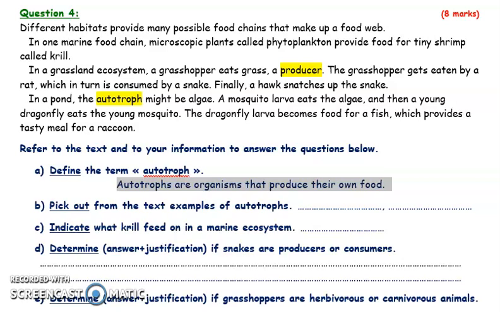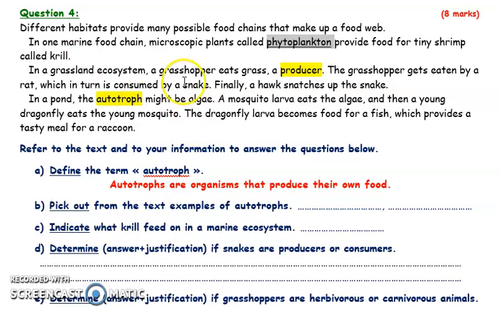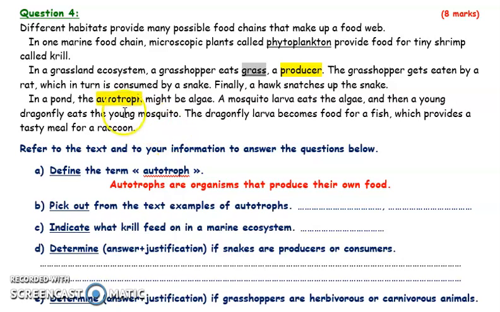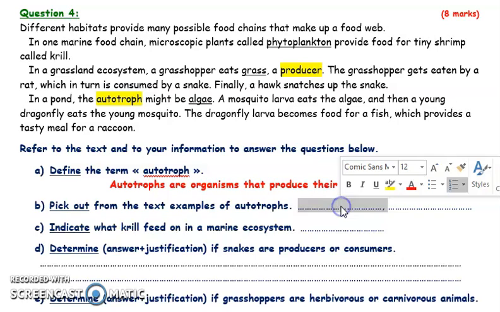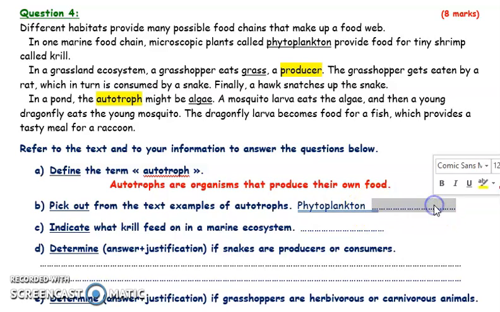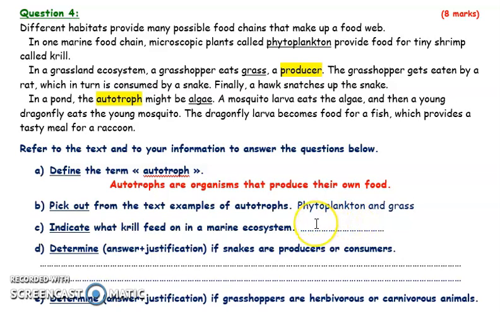Pick out from the text examples of autotrophs. As I said, green plants. So phytoplankton is an example. Grass is another example. Algae is also a third example. So I will choose phytoplankton and grass as examples of producers.